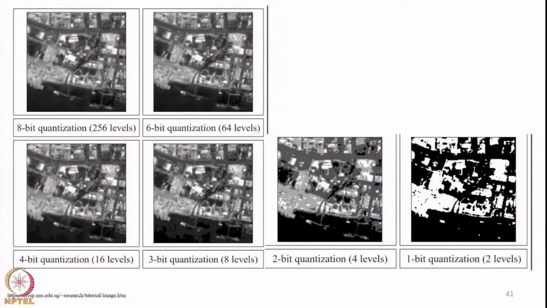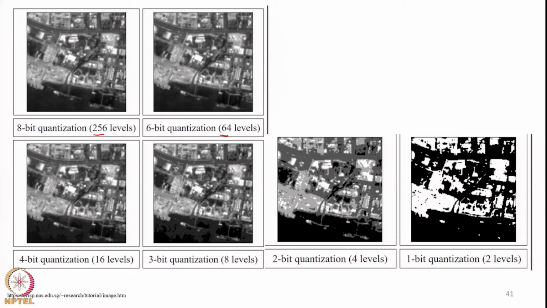Some systems have 8-bit quantization, so the DNs can vary between 0 and 255. Some systems have 10-bit quantization, so the DNs can vary between 0 and 1023 and so on. So, the number of bits you provide for every band of data, for every pixel of data, will determine how many different gray levels we can get. Maybe first we will see an example, then we will come back to the theoretical concepts related to radiometric resolution. In this particular figure given in the slide, we have the same image with different quantization levels.